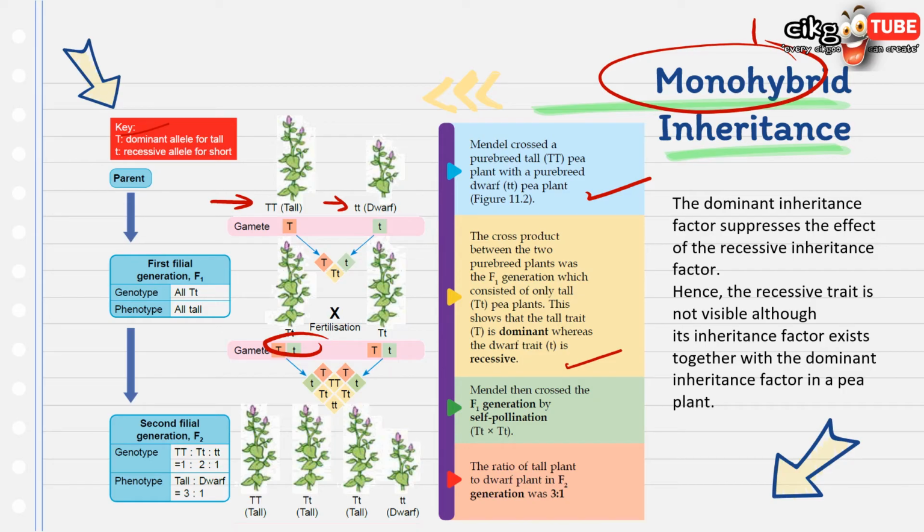Then Mendel crossed the first filial generation by self-pollination. But this time, the ratio of tall plants to dwarf plants in the F2, or second filial generation, was 3:1. That means they have 3 tall and 1 dwarf plant, compared to the first generation just now, where all the plants are tall.